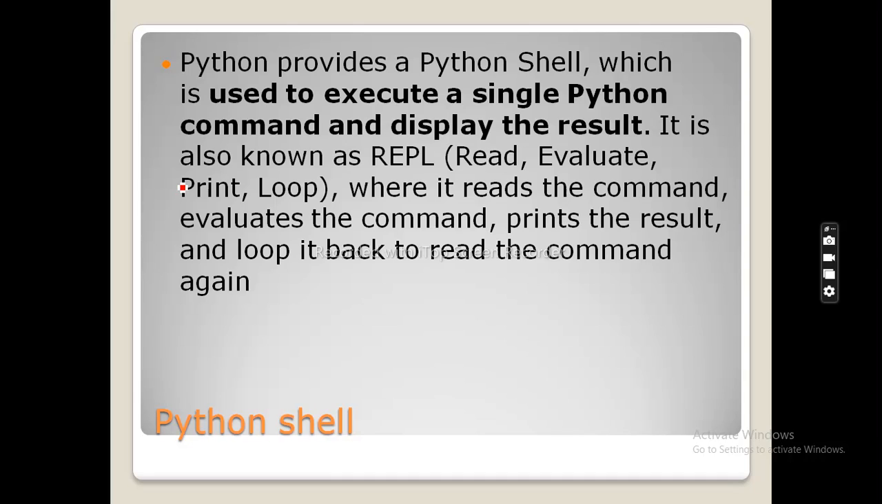What is the Python shell now? Python provides a Python shell which is used to execute a single Python command and display the result. It is also known as REPL, read, evaluate, print and loop, where it reads the command, evaluates the command, prints the result and loops back to read the command again. First the interpreter reads the program, evaluates the program for any error, prints the result and then loops.